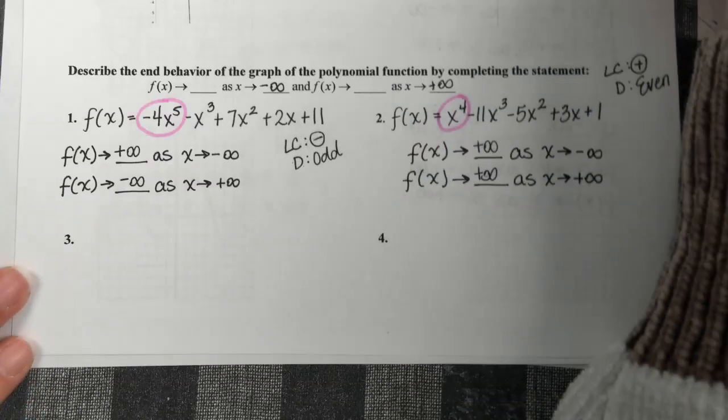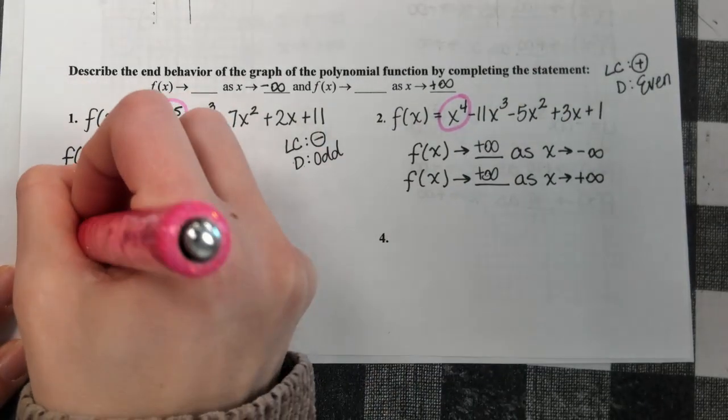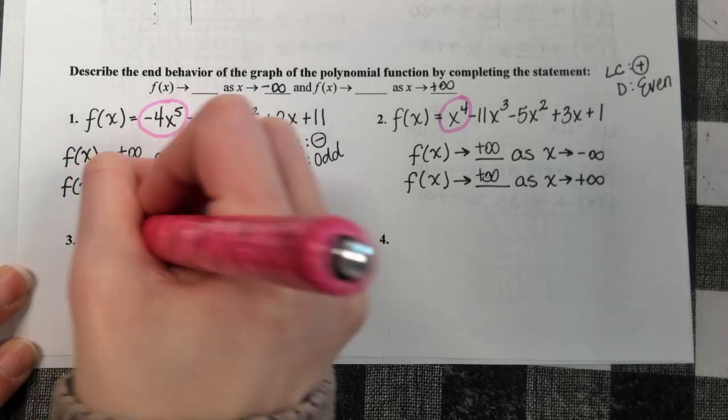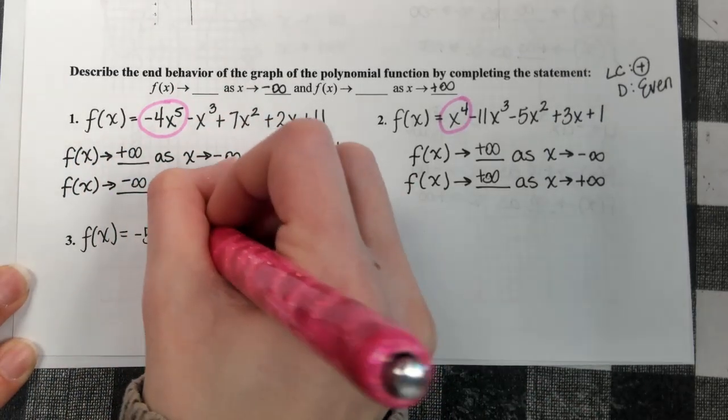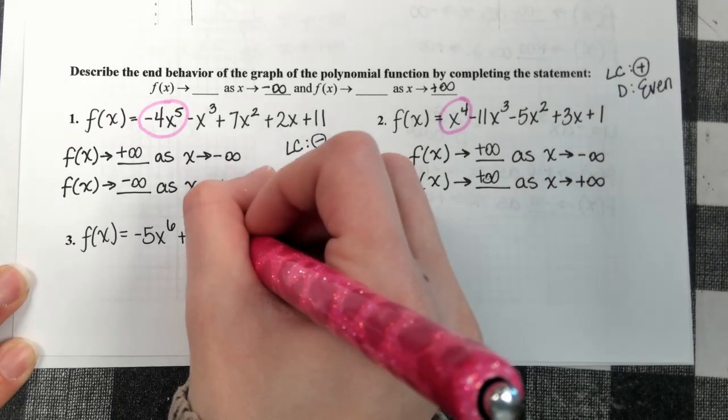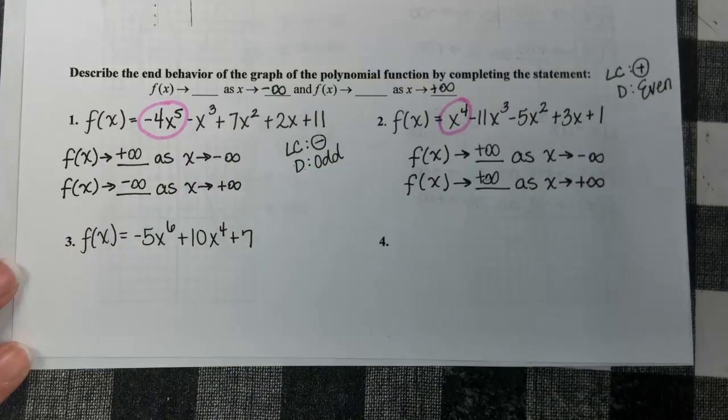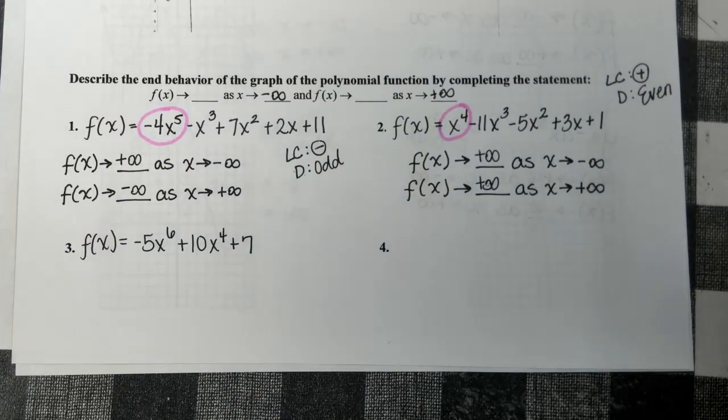So then example 3, we've got f of x equals negative 5x to the 6th plus 10x to the 4th plus 7. I want you to do that one.